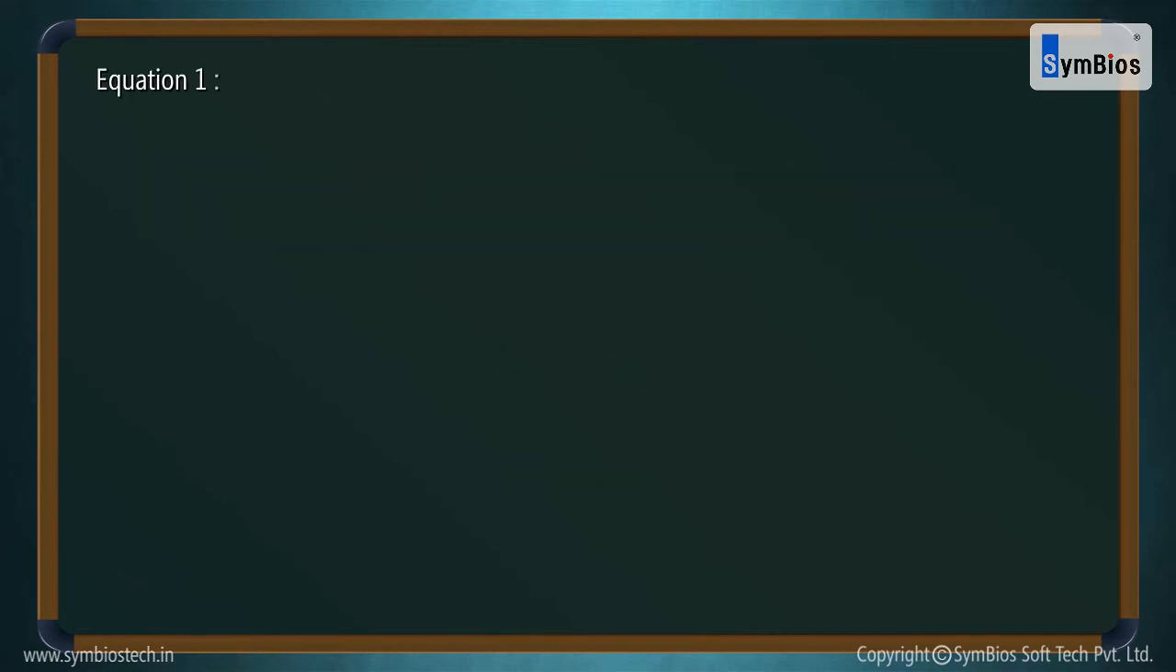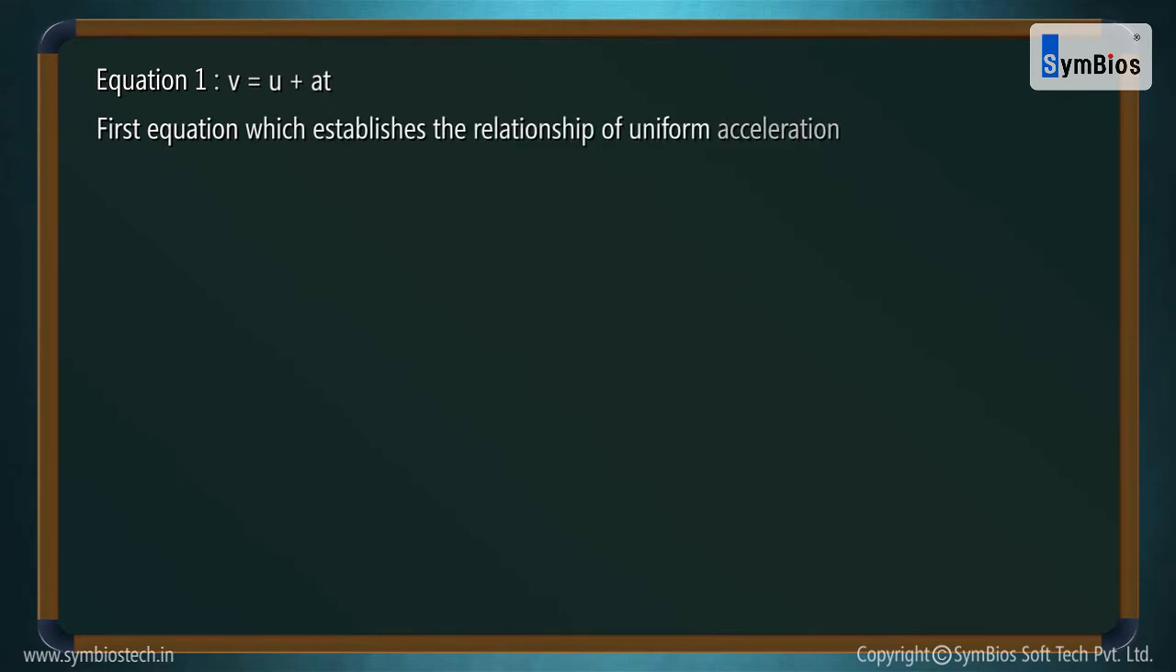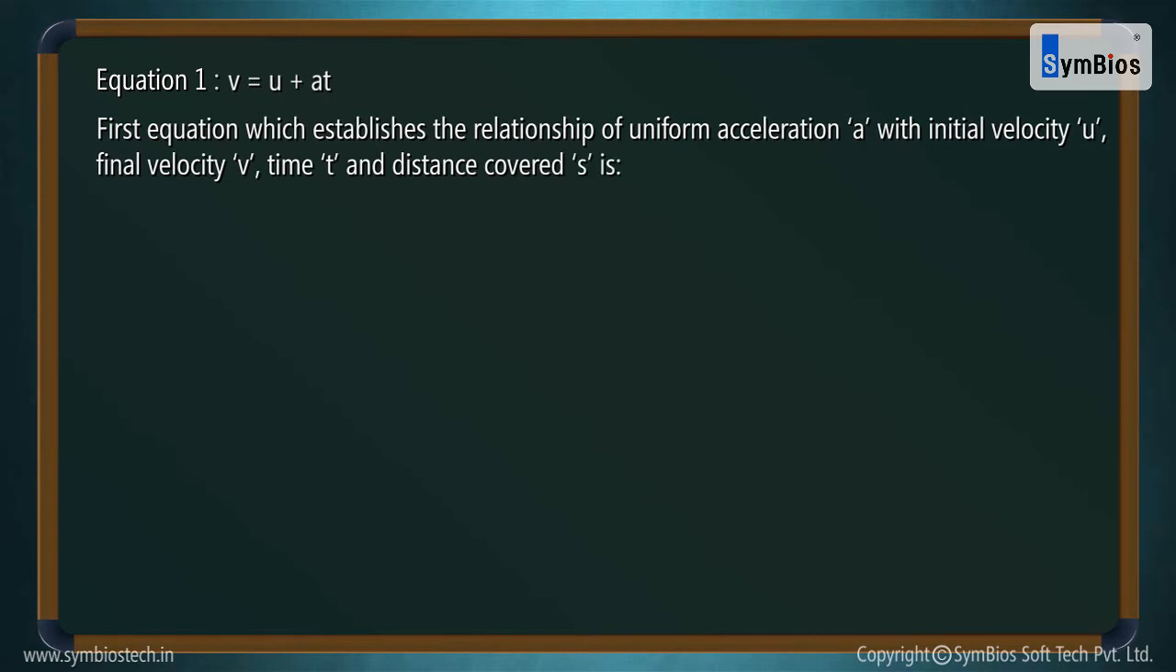Equation 1. First equation which establishes the relationship of uniform acceleration a with initial velocity u, final velocity v, time t and distance covered s is v is equal to u plus at.